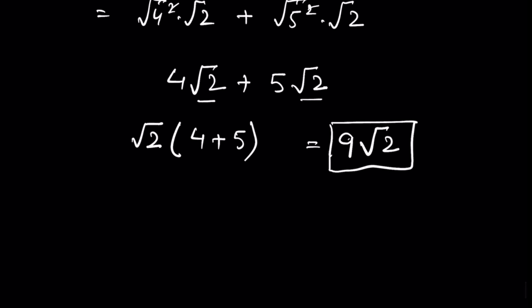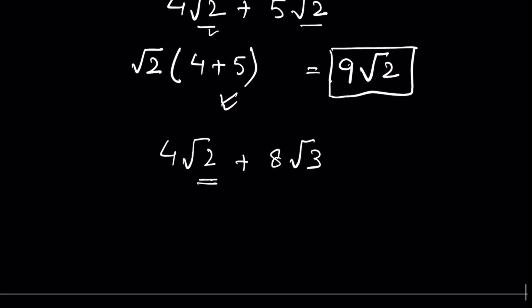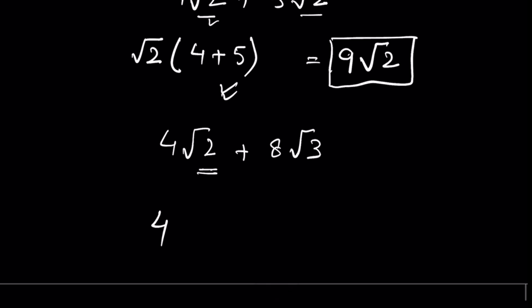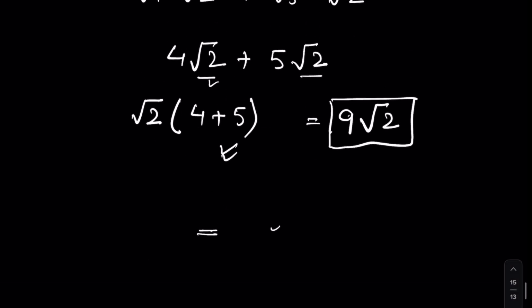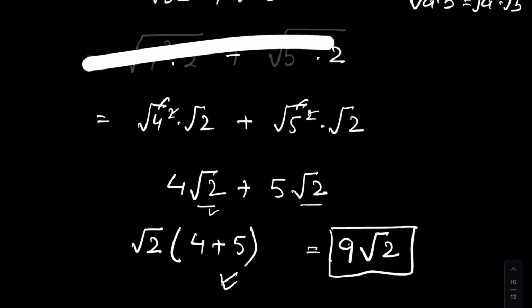What if the radicals were different? For example, 4 times square root of 2 plus 8 times square root of 3. In that case, we cannot add them like this. We have to take 4 as common and write 4 parenthesis square root of 2 plus 2 times square root of 3. Because the number is multiplied to this, the square root remains the same. Now we understood how we can multiply and add the radicals. Let's try to solve this fraction.